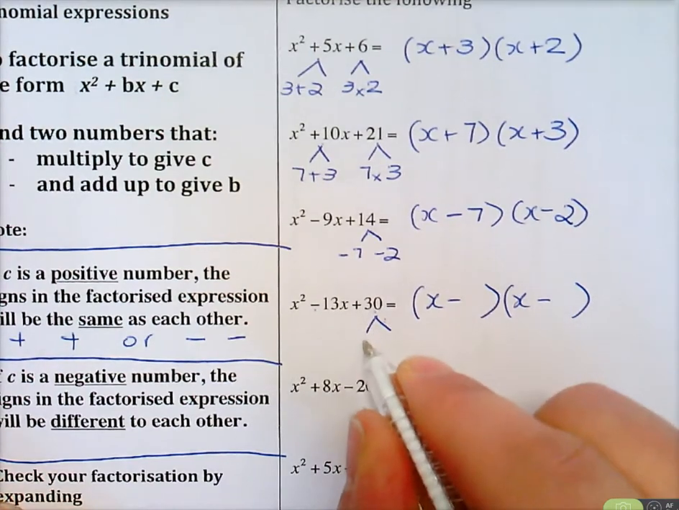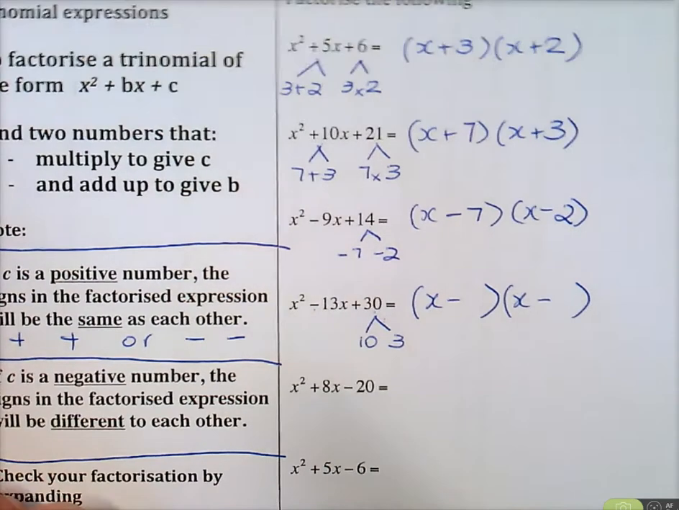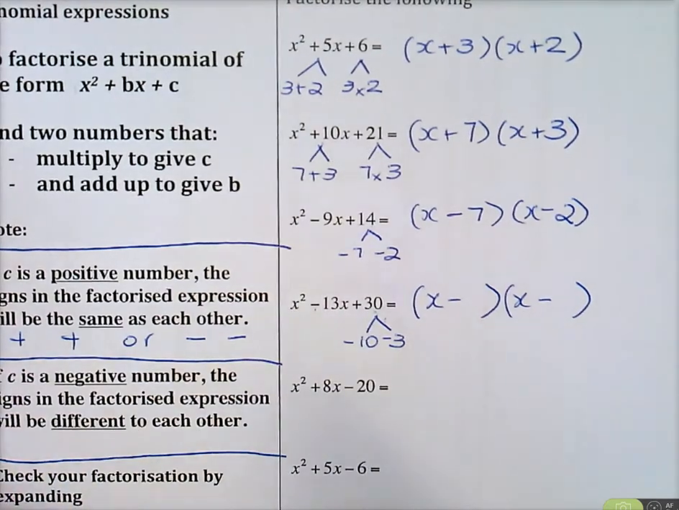So what's it going to be? 10 and 3. It's not 15 and 2, because 15, oh, actually it might, no, it's definitely 10 and 3, because if they're both negative, girls, you get minus 13. What happens if it's 15 and 2? Minus 15 minus 2 gives you what? Minus 17.